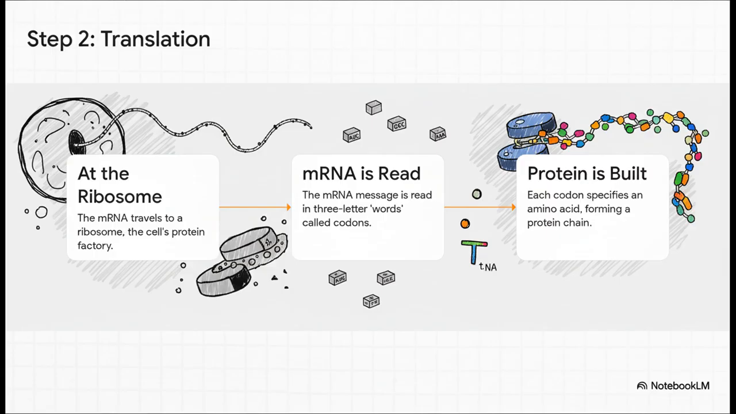That mRNA messenger then leaves the nucleus and it travels out to a ribosome, which acts as the cell's protein factory. And here, the recipe is read, 3 letters at a time. For each 3-letter word, a specific building block, an amino acid, is added to this growing chain. And that process is called translation.